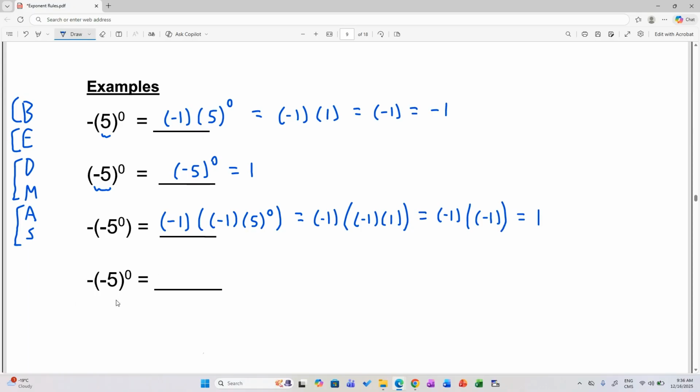Okay. Now, the last one here, I have an invisible negative on the outside, and on the inside, I have a base of negative 5. Because the zero is on the outside, I simply apply my rule. Any base to the exponent of 0 is going to be 1. So in this case, negative 5 to the exponent of 0 is equal to 1. So now I just have negative 1 times 1 left, which would give me an answer of negative 1. And those are my examples for our third rule, the zero exponents.